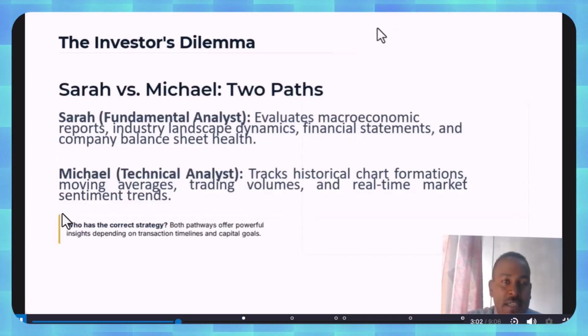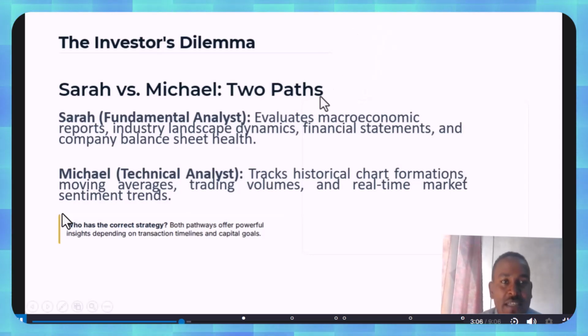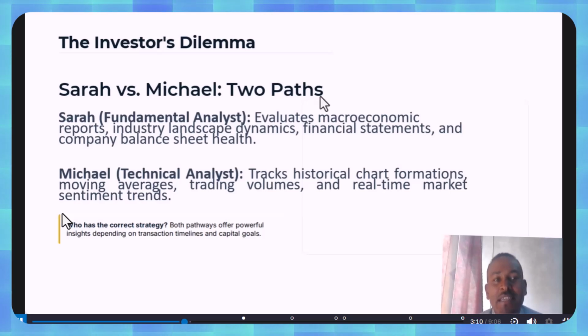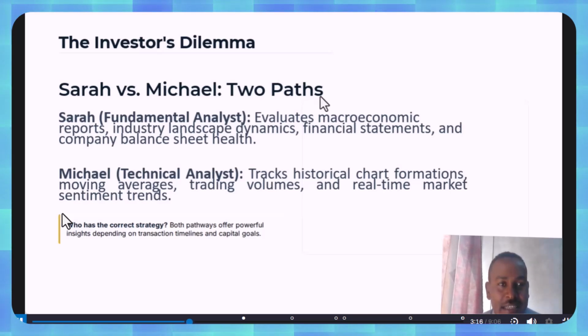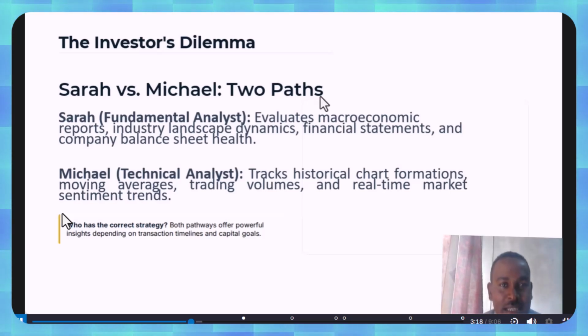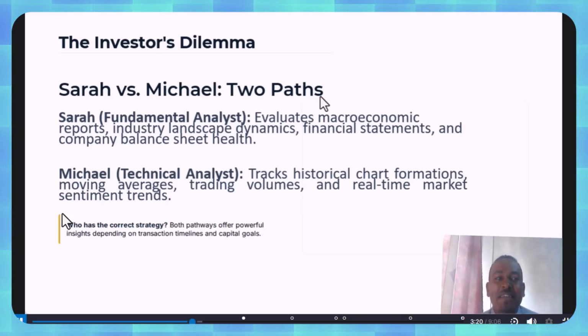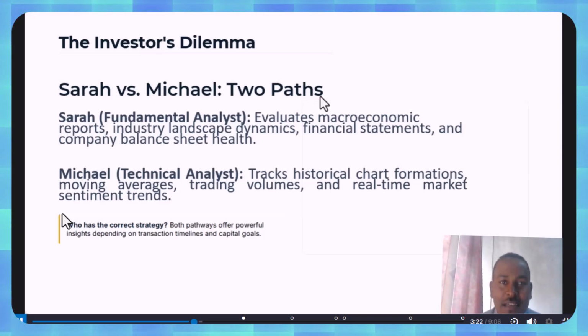Let's see the first section, which is the investor dilemma. We have two investors, Sarah and Michael. Sarah's approach is fundamental analysis, whereas Michael's approach is technical analysis. So these two cases give us the difference between fundamental analysis and technical analysis.